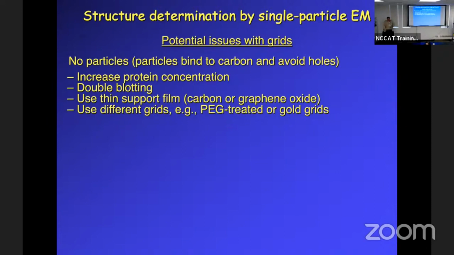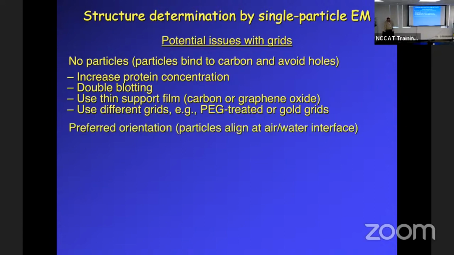So, as Rich said, there are many, many ways to go, and you probably start with the most obvious one, which would be to increase the concentration, then use a graphene oxide film, and as you get more and more desperate, you try all the other things. There's an infinite number of permutations, so you want to start with the ones that are most likely to succeed.